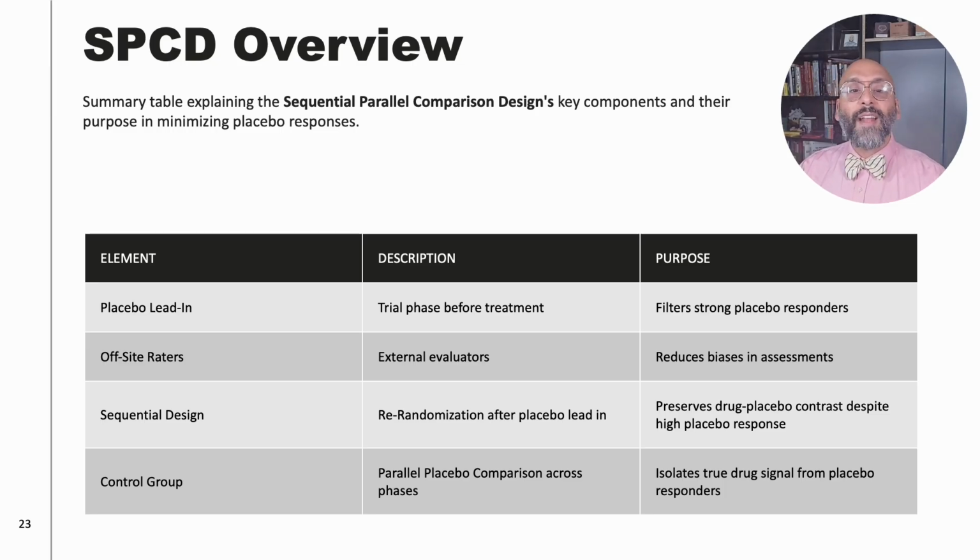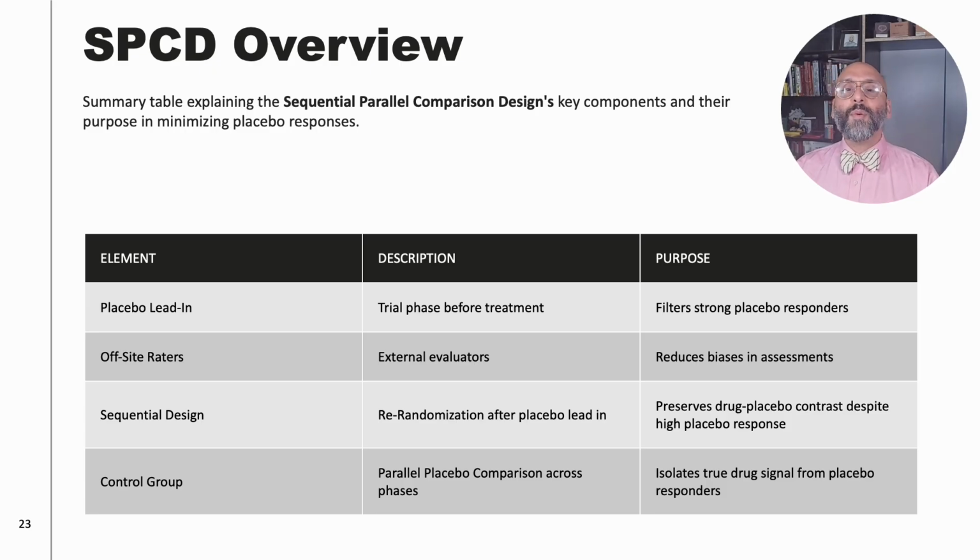Now clinically this matters because a positive SPCD trial suggests that a drug worked despite strong placebo pressure. A negative SPCD trial suggests that the medication likely adds little beyond expectation and support. So this also explains why some medications show modest effect size but still clear statistical separation. They're being tested in extremely placebo-sensitive environments. So SPCD doesn't make a drug better, it just makes the evidence more honest.